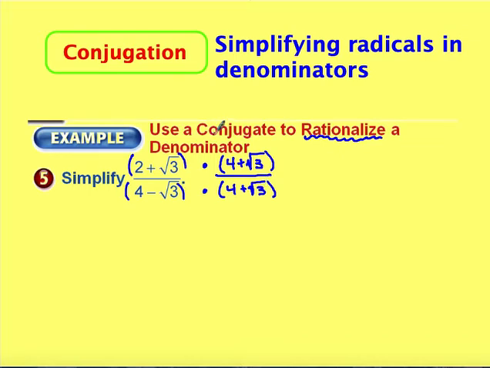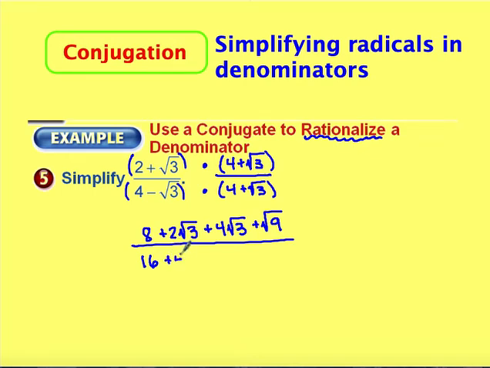So I'm going to FOIL out the top, and it's really not changing the value, it's just changing its appearance. So FOILing out the top, I get 8 when I do firsts, plus 2 square roots of 3 when I do outsides, 4 square roots of 3 when I do insides, and when I do lasts, I get the square root of 9. I'm going to FOIL out the denominator. Firsts give me 16. Outsides give me 4 square roots of 3. Insides give me negative 4 square roots of 3. And lasts give me this negative square root of 9.